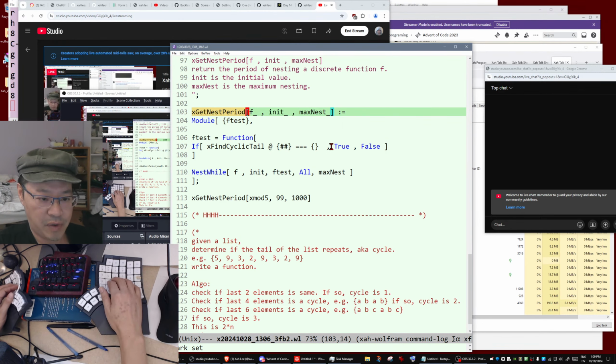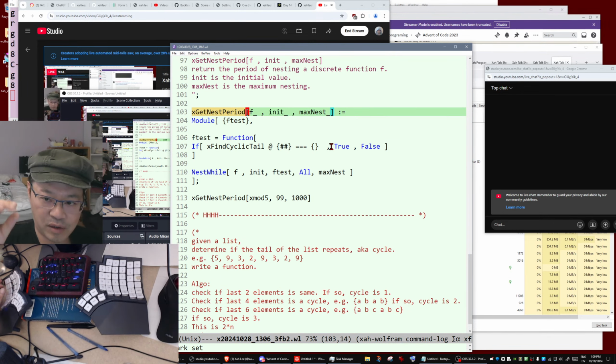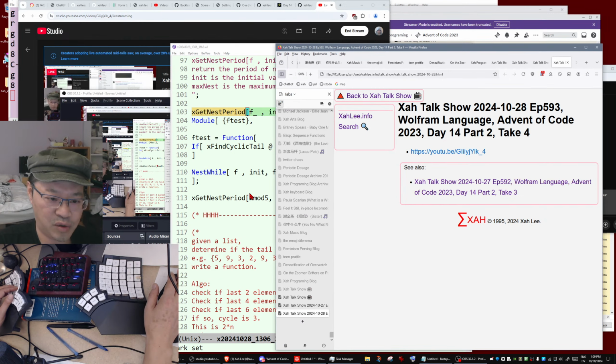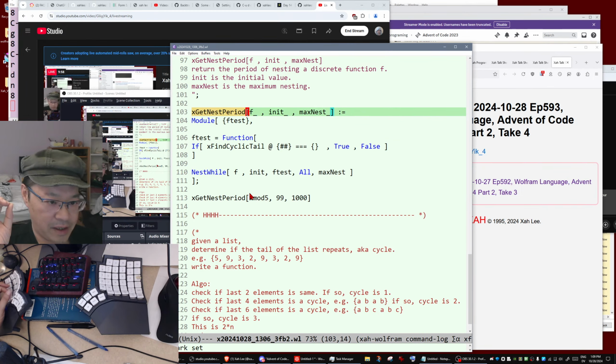Okay. Now once we got this function working, then we go back to the original problem of Advent of Code 2023, day 14, part 2. That's kind of a tricky problem. We'll see if it works out. So we need a get nest period of a function.